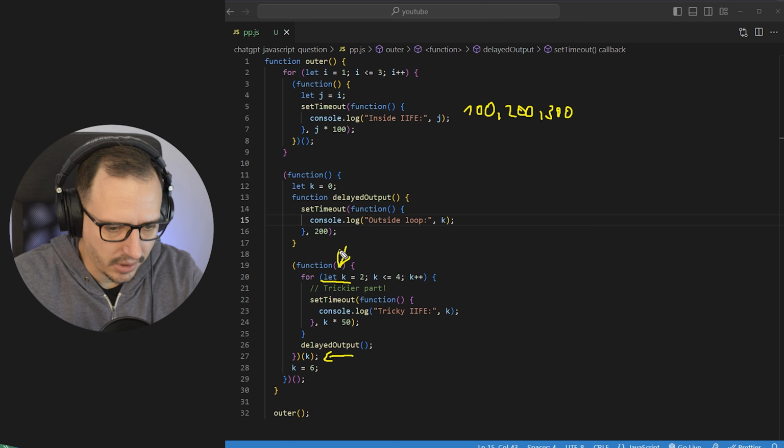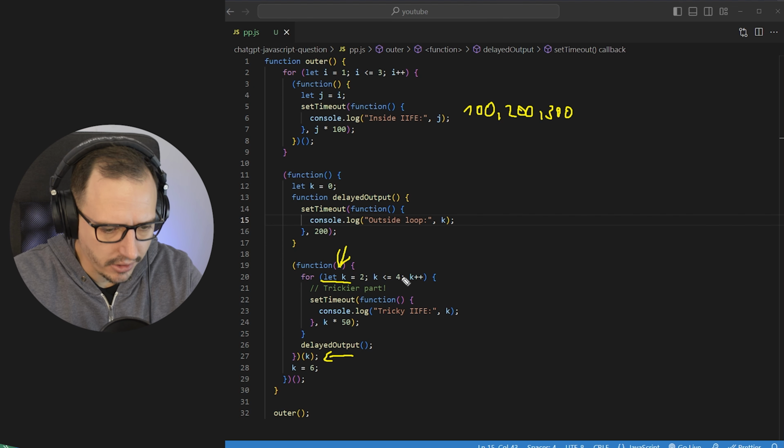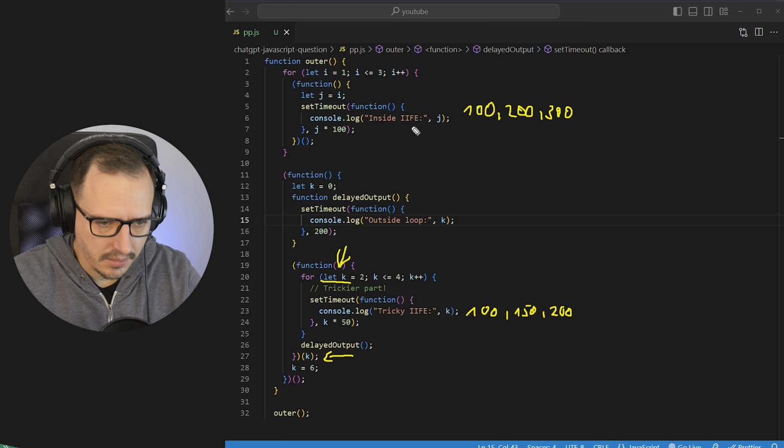Okay, that's the trickier part. It says it's the trickier part. So we go k equals 2 to k lower than or equal to 4. setTimeout console log tricky IIFE, k times 50. k should be 2 here, so it's 100, then 150, and 200. So this is going to be 100, 150, and 200 milliseconds. It's in the timeout queue, the same as this one.